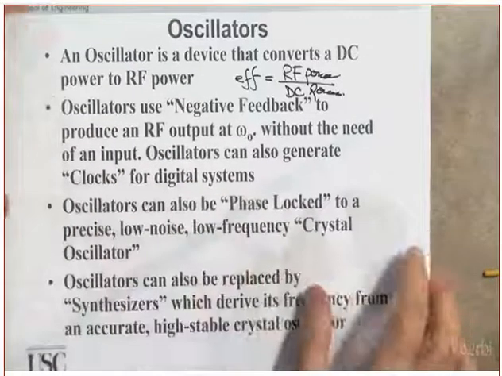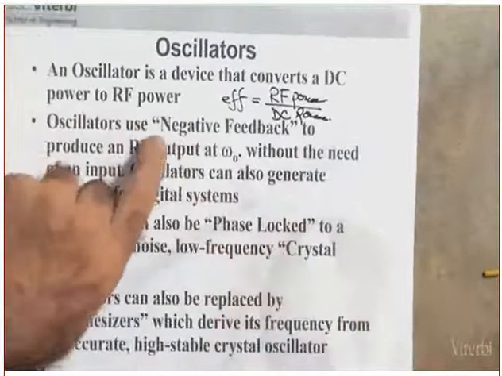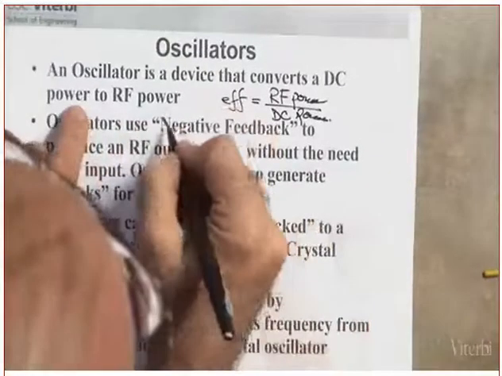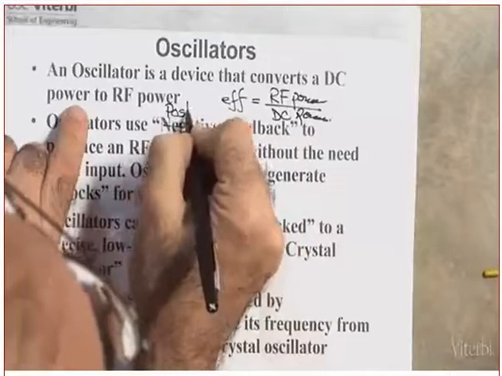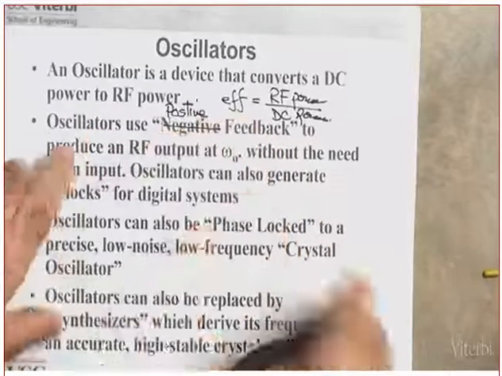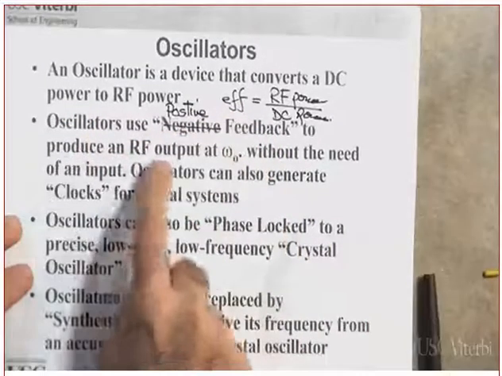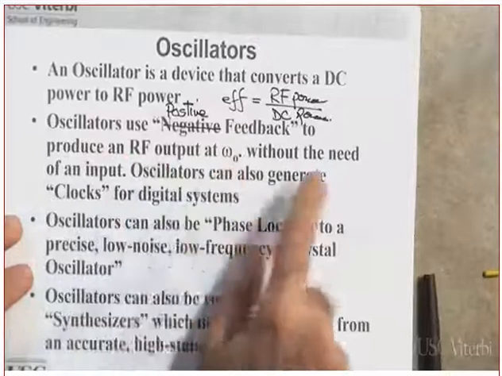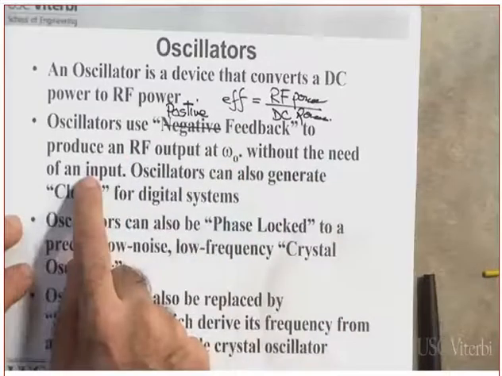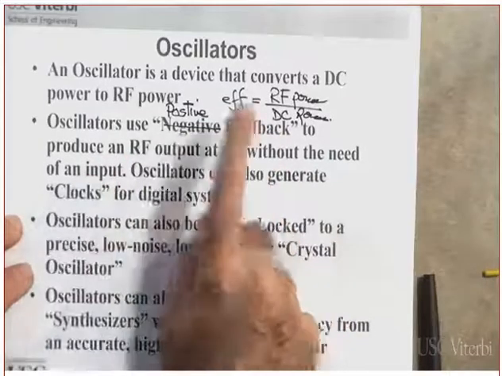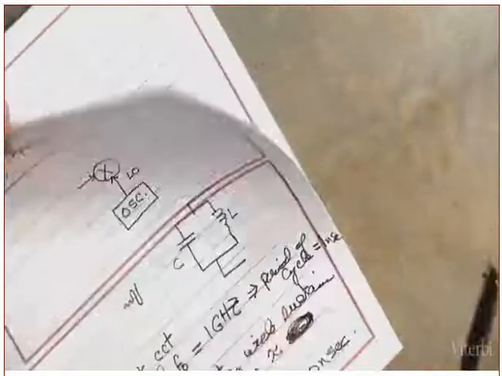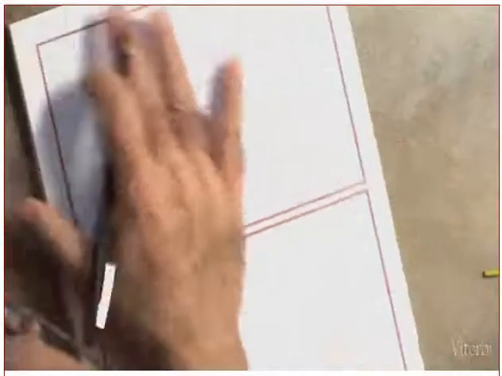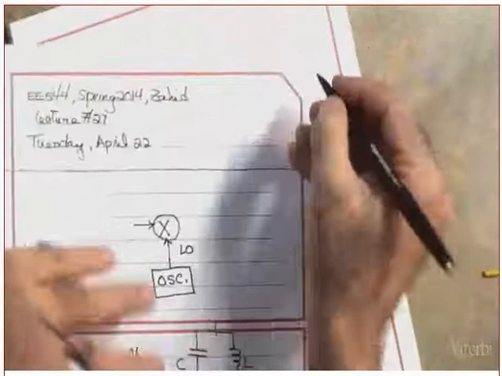Okay. Now, oscillators use, this is a typo here. What do they use? Positive feedback. Positive feedback to produce an RF output at omega naught, without the need of the input. Now, I need you to understand why I changed this one from negative into positive. Let's look at a certain diagram, a circuit, so that you understand what I'm talking about.